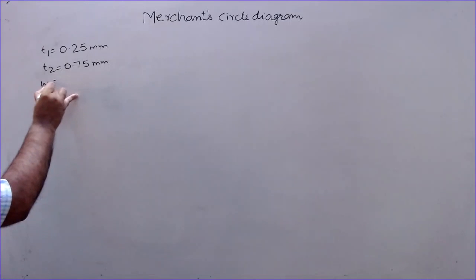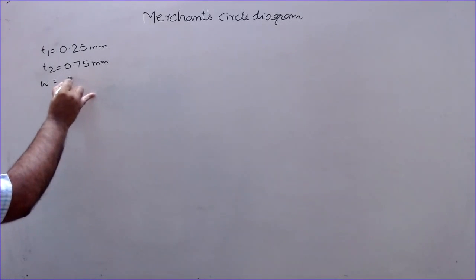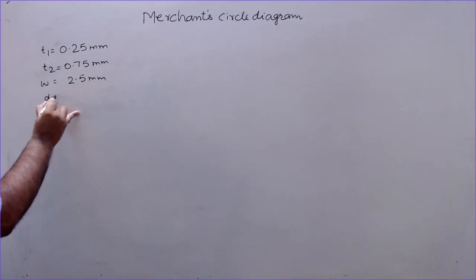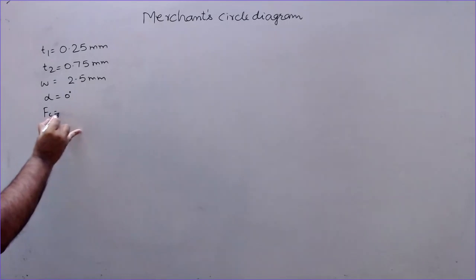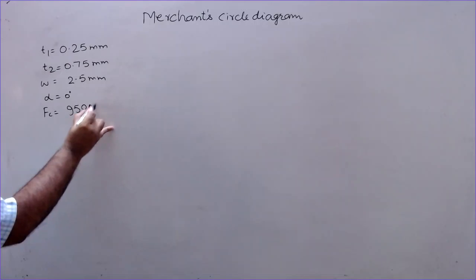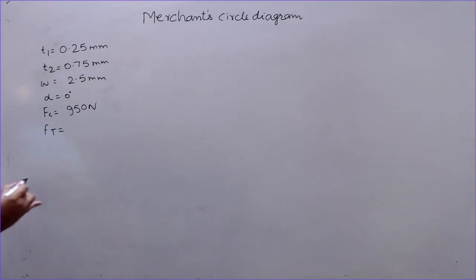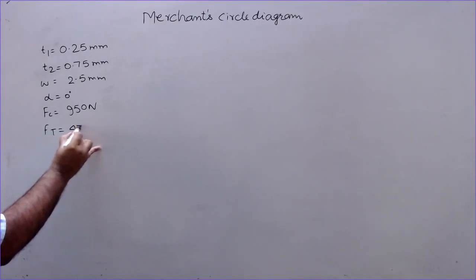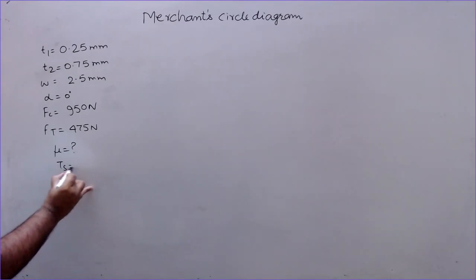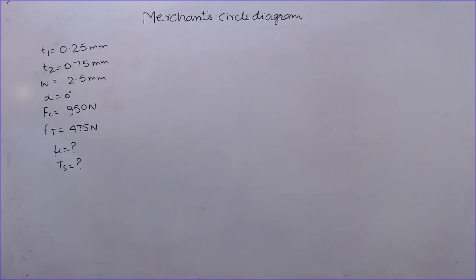width of cut 2.5 mm, rake is 0, the cutting force is measured as 950 Newton, and the thrust force is 475 Newton. So you have to find coefficient of friction between tool and the chip, and apart from that, ultimate shear stress of the work material. These two things we have to find.